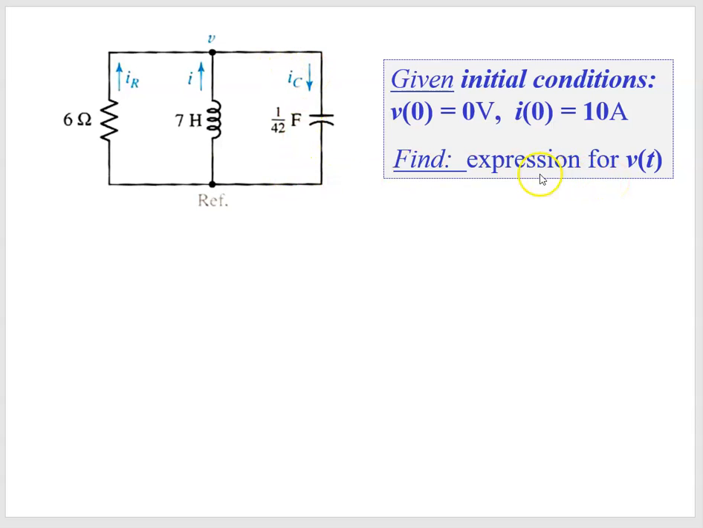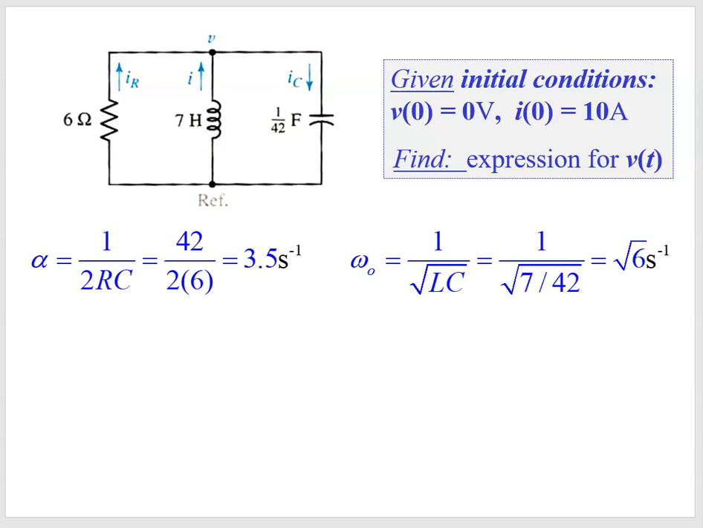So to analyze this circuit, if we just had an RL circuit or an RC circuit, the first thing we would do is find the time constants. But since we have an RLC circuit, what we want to find is alpha, the damping ratio, and omega naught, the resonant frequency. So our alpha for a parallel RLC circuit is 1 divided by 2 times the resistance times the capacitance, or 1 over 2RC. When we plug in our numbers, we end up with 3.5 per second.